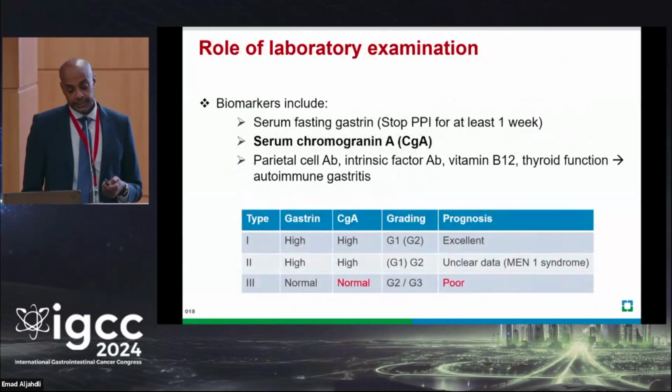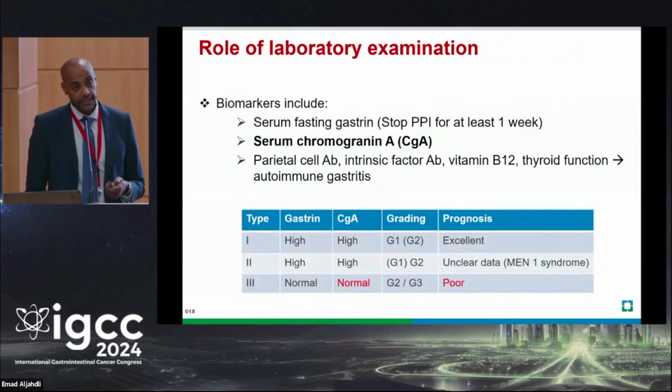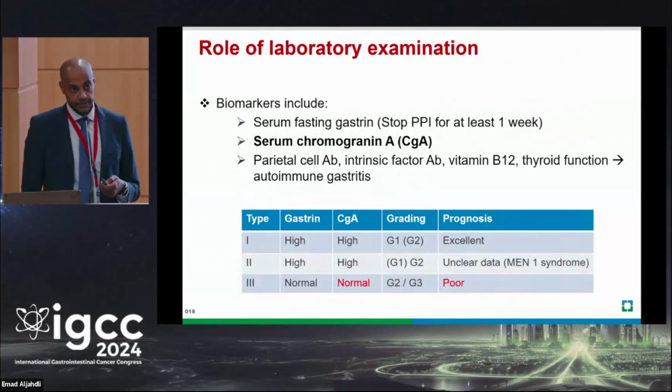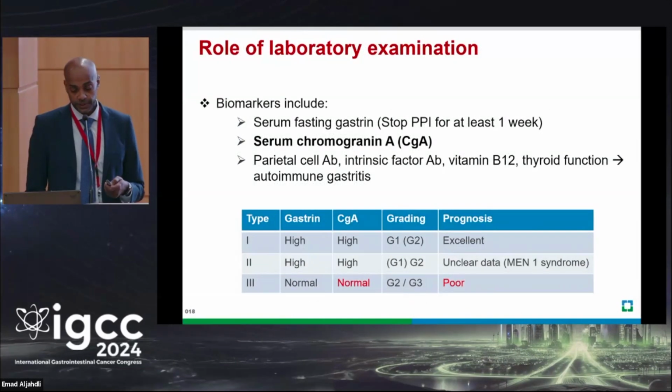From a lab point, we do serum fasting gastrin, and if the patient is on a PPI, routinely we should stop them for at least 1 week before we do that. And serum chromogranin is probably the most important test to do. And if it's normal, you should be concerned because you may be dealing with a type 3.